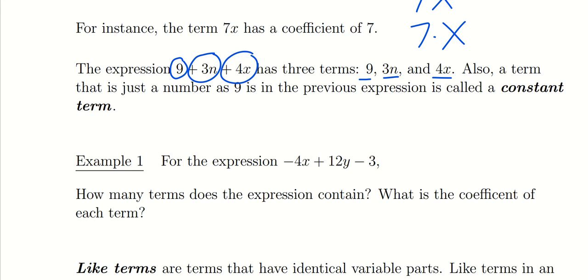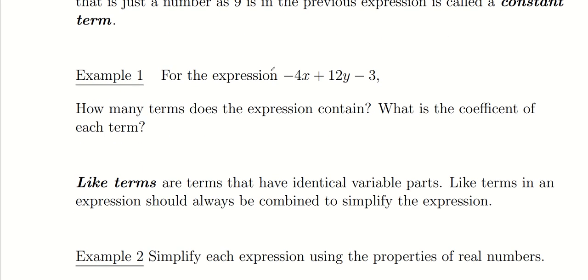Oftentimes, too, within algebra, we will take the sign that's directly in front of a term to the left to be the sign of the term. So while you can think of this as 9 plus 3n, we can also think of the 3n term as being positive because there's a positive sign in front of it.